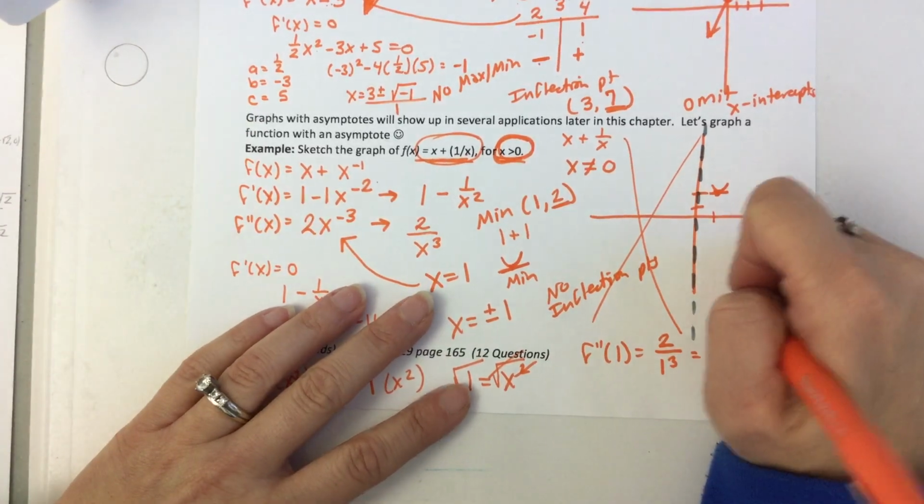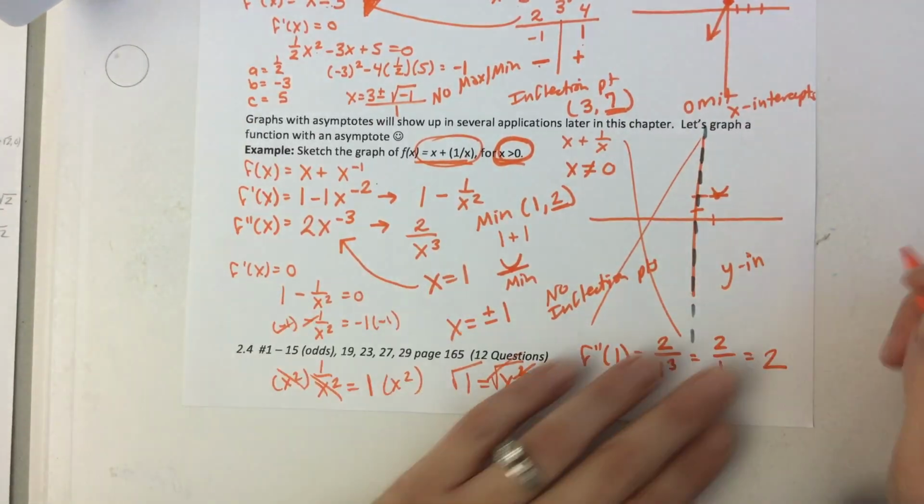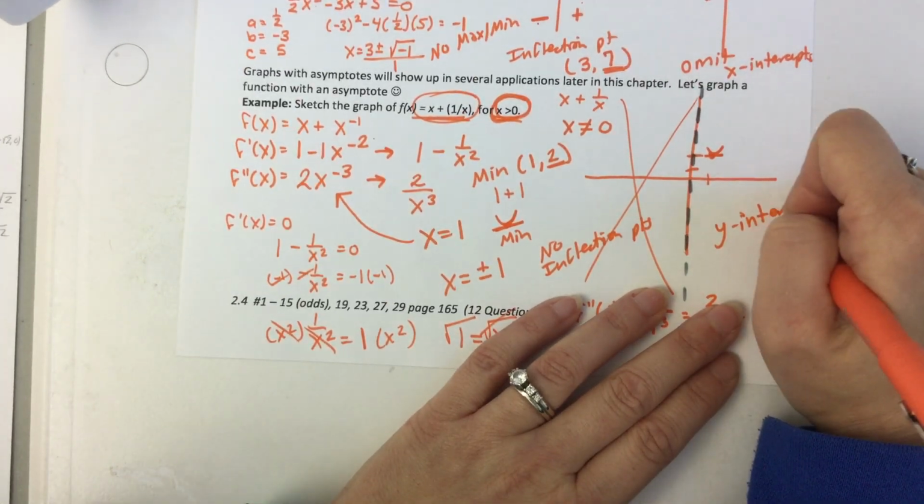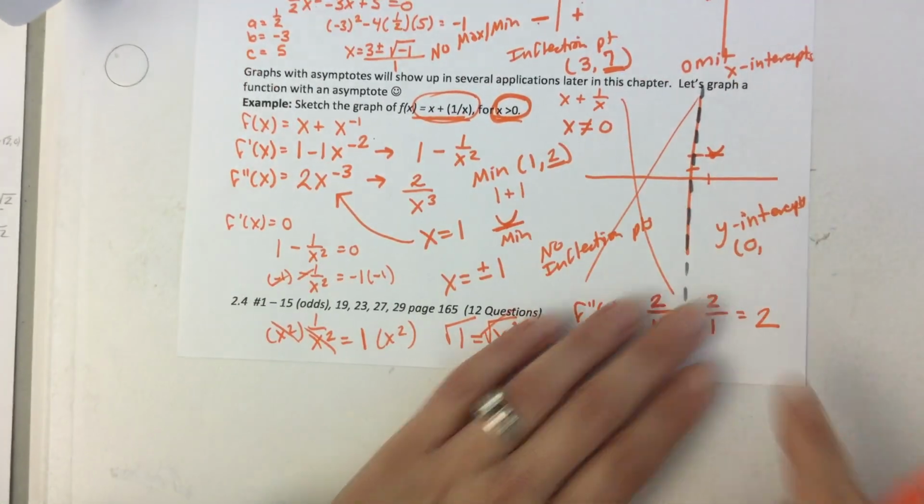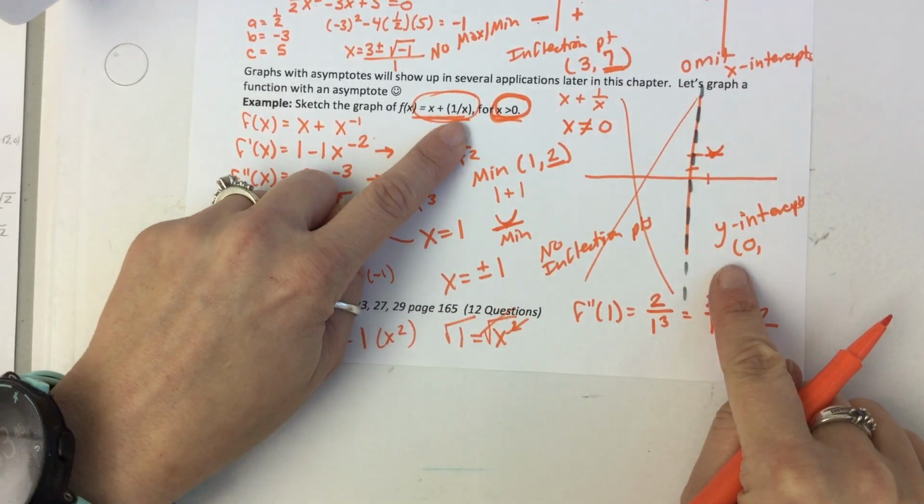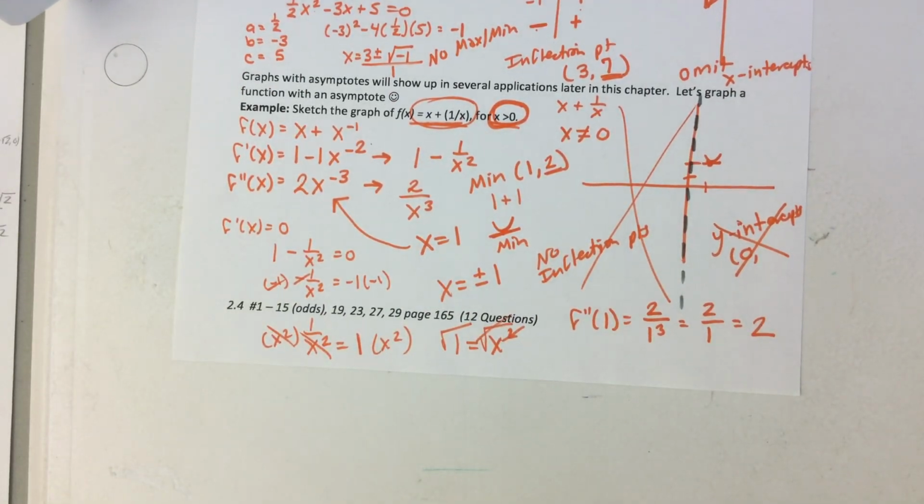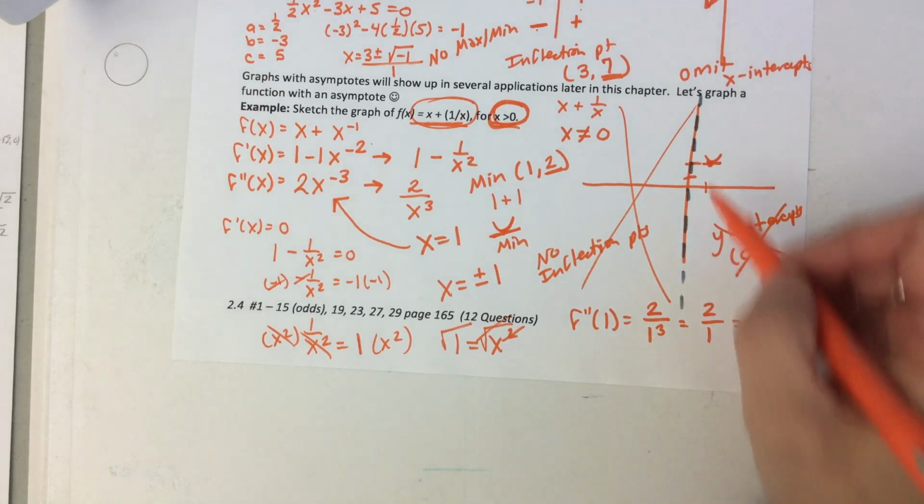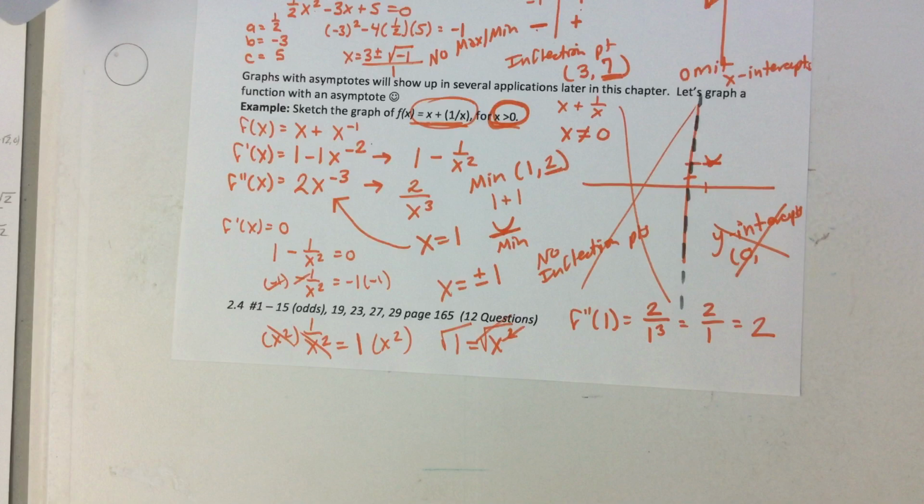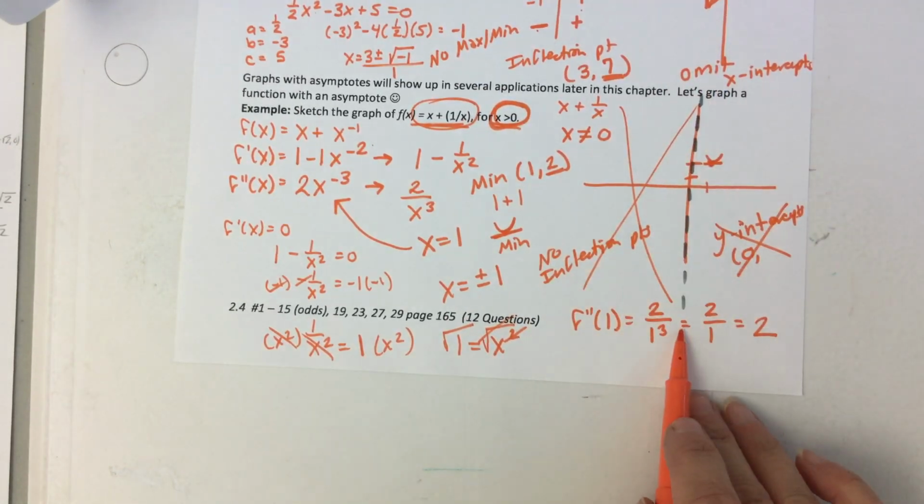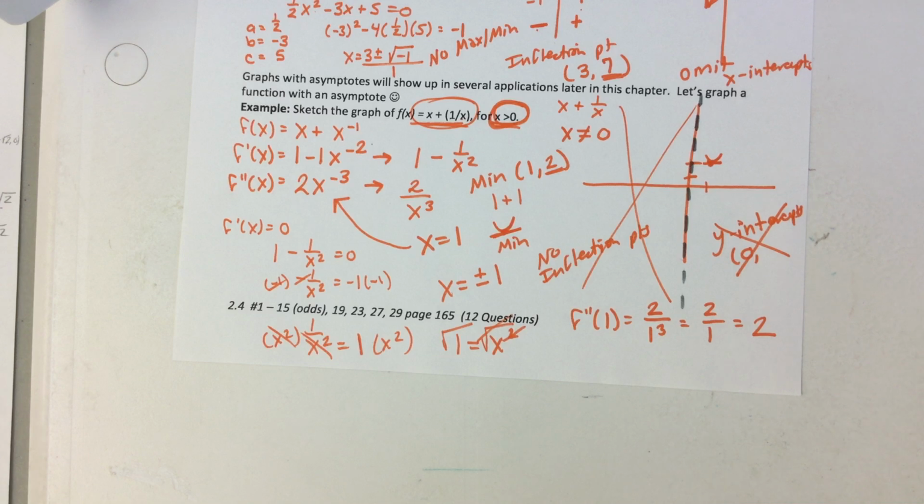Y-intercepts. It's kind of crazy trying to keep this organized. Y-intercepts are where x is 0. If I put in a 0 there, I can't, because 1 over 0 doesn't fit in the domain. So I don't have any y-intercepts. If I look at this, it's going to curve upwards, so I don't have any x-intercepts and I don't have any inflection points. So at this point, the only thing I can really do is fill in some points to try to figure out what is going on.